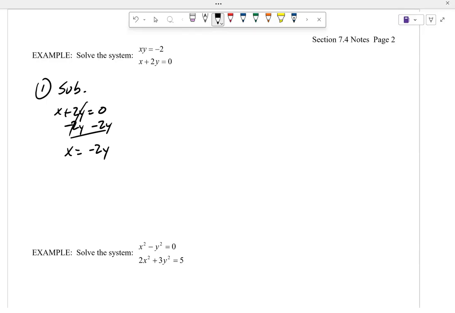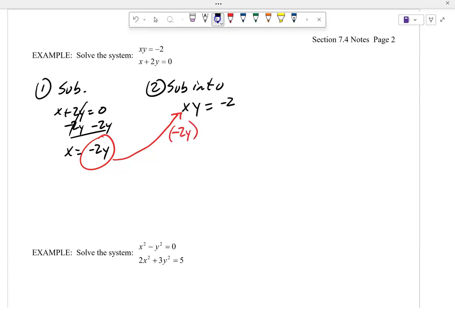So I'm going to do substitution. I'm going to substitute that into the other one. So I'm going to substitute into the first one, xy equals negative 2. I know x is negative 2y. I'm going to plug it in right there. Negative 2y goes in for my x. So I got negative 2y squared equals negative 2.